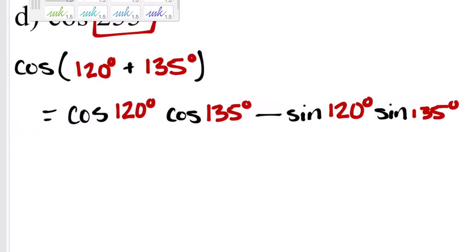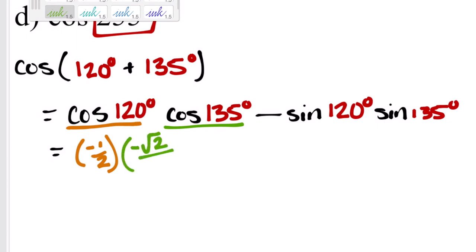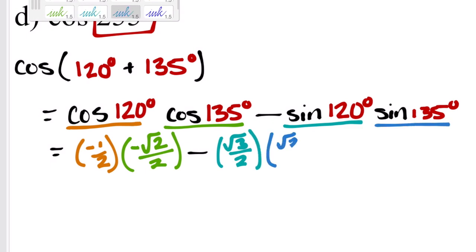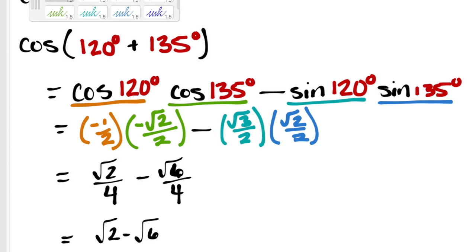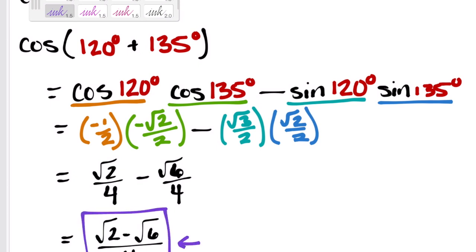One thing you do want to be careful about when it comes to these is, when you're doing out the sine and cosine of these larger angles, you want to make sure you're paying attention to what the signs are going to be in those different quadrants. One thing that can really trip you up is not paying attention to those negatives and where they should or shouldn't be. So our final answer here is the square root of 2 minus the square root of 6, all over 4.